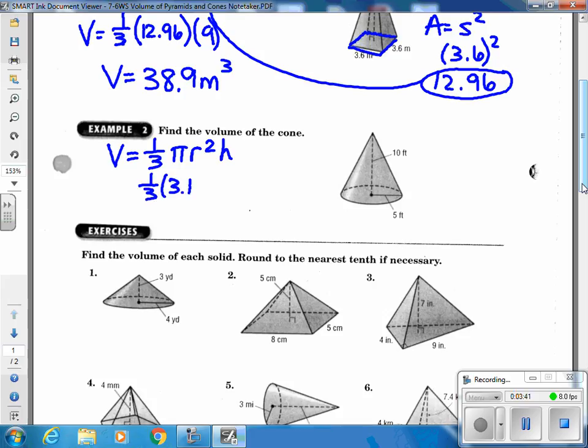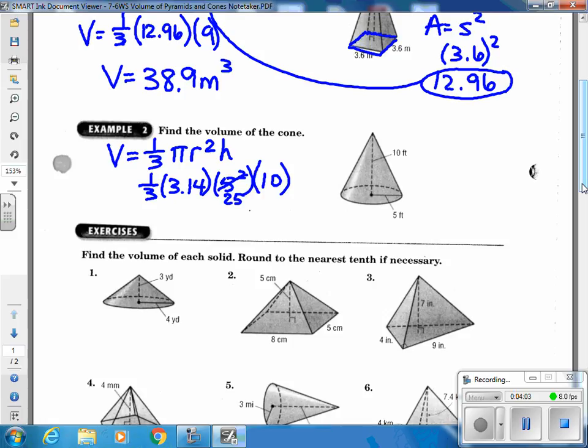Pi is 3.14. The radius is 5, so that's 5 squared. And the height of this cone from the top down straight through the middle is 10. Again, you have to start with exponents, so 5 squared turns into 25, and then you can do your math however you type it in the calculator. So most of us do 3.14 times 25 times 10, and then take that and divide by 3.